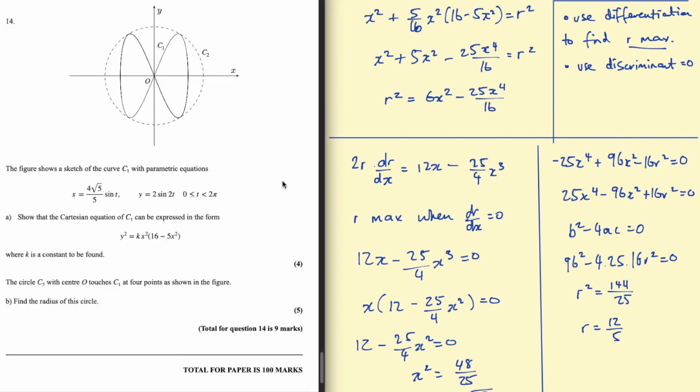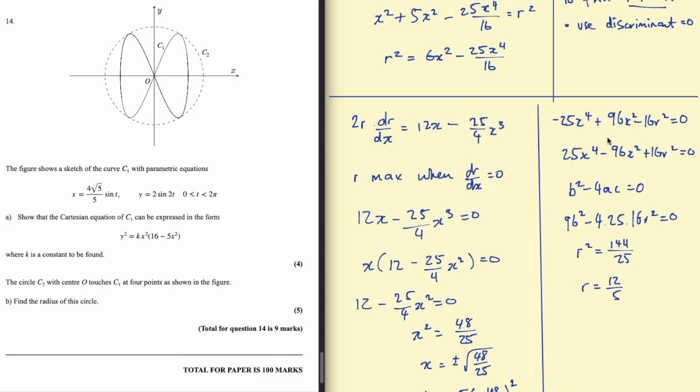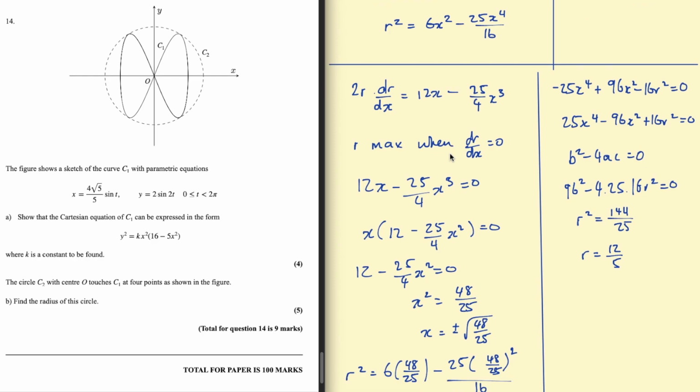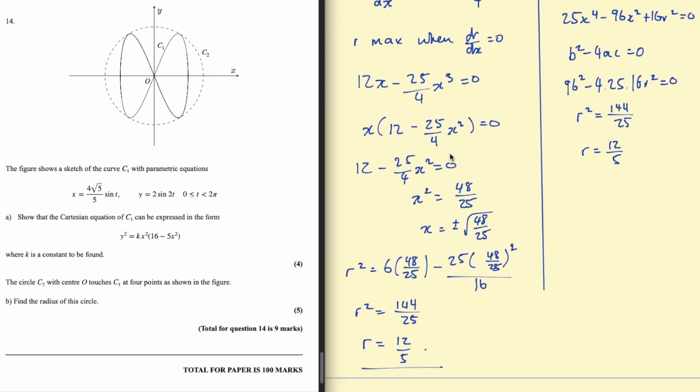So in this question, I would say I prefer this method because it seems like a lot less work, but it's less generalizable. This works because this curve C1 is symmetric, but that might not always be the case, in which case you'd have to use differentiation. Okay, so 2 useful methods there that in this case, as I said, we could use a shortcut, but might not always be that way.